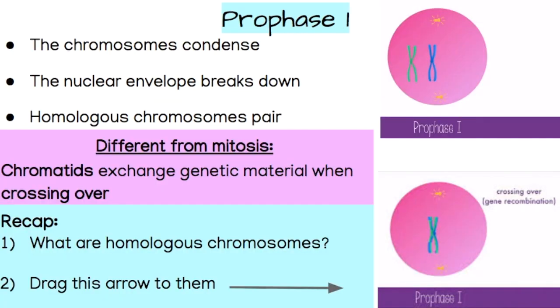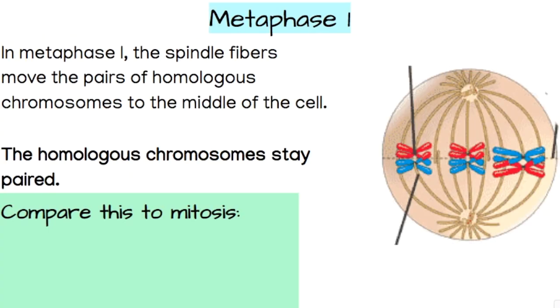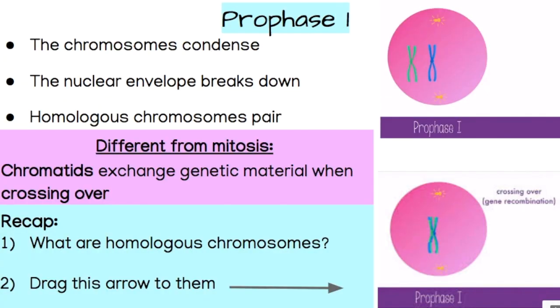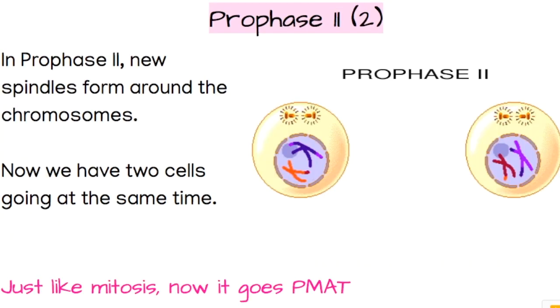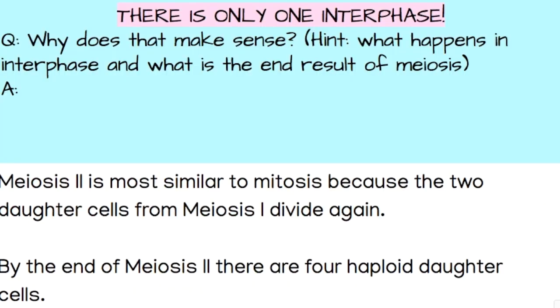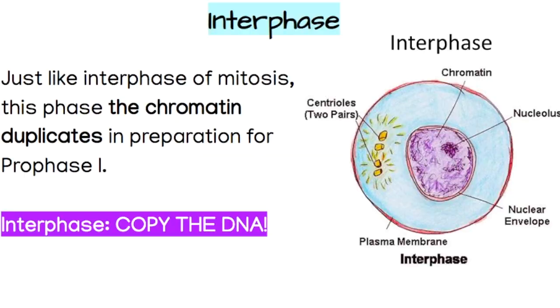Now, the phases of meiosis are labeled 1 and 2. So we go interphase, prophase, metaphase, anaphase, telophase 1. Then we go prophase 2, metaphase 2, anaphase 2, telophase 2. So the 1s and the 2s, we go through all the 1s before we get to the 2s, but there's no number after interphase, which we'll talk about soon.